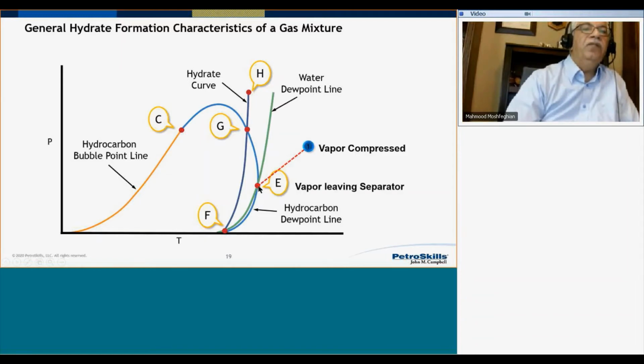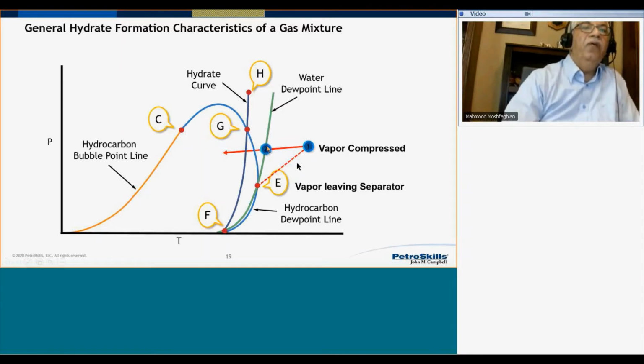Point E is my operation point for the gas coming out of the separator, and this is the phase envelope. Let's assume this is for the gas leaving the separator. Point E is on my operating pressure. Before I go to the pipeline, I'm going to compress the gas to get to point 1. Then I'm going to enter the pipeline. As I enter the pipeline, the gas cools down till I get to point 2.